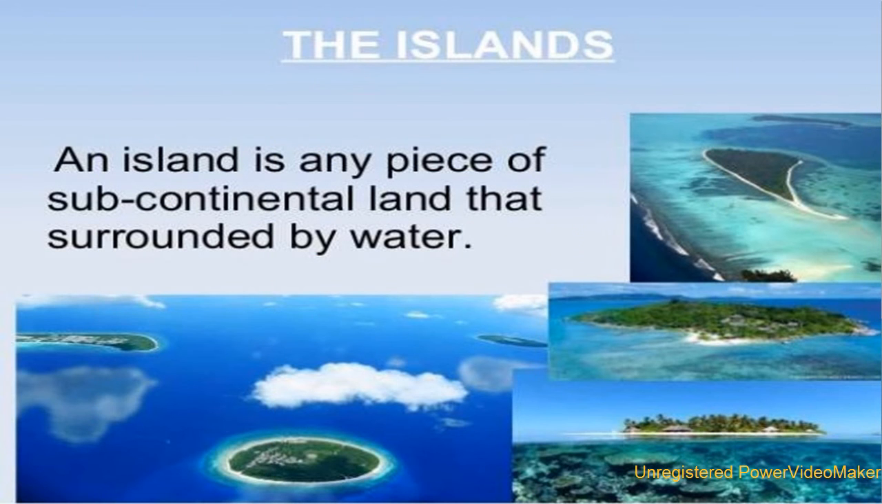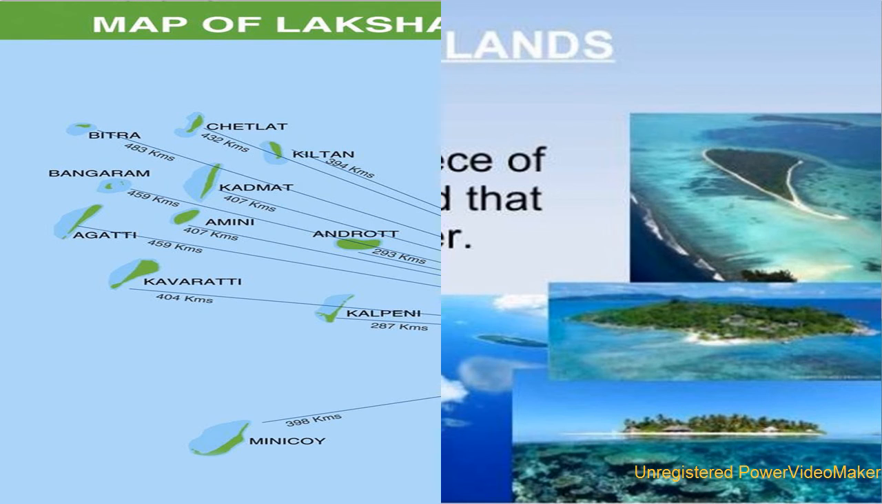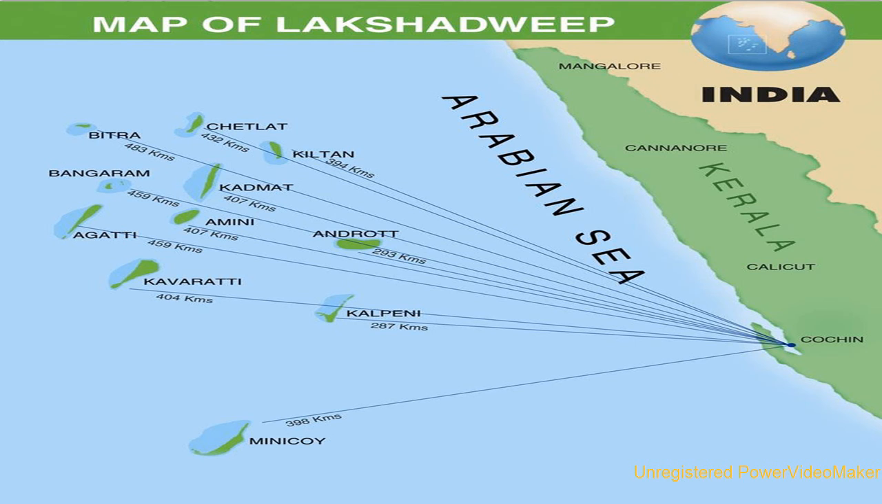Now these are islands. An island is any piece of land that is surrounded by water. India has two groups of islands. One is Lakshadweep, located in the Arabian Sea, and the second one is the Andaman and Nicobar Islands, located in the Bay of Bengal.